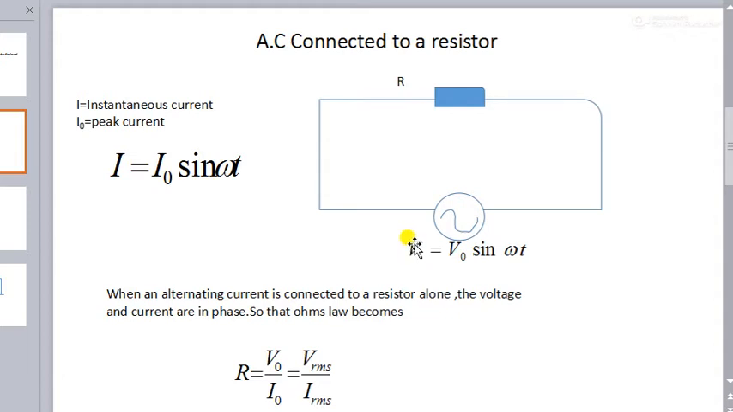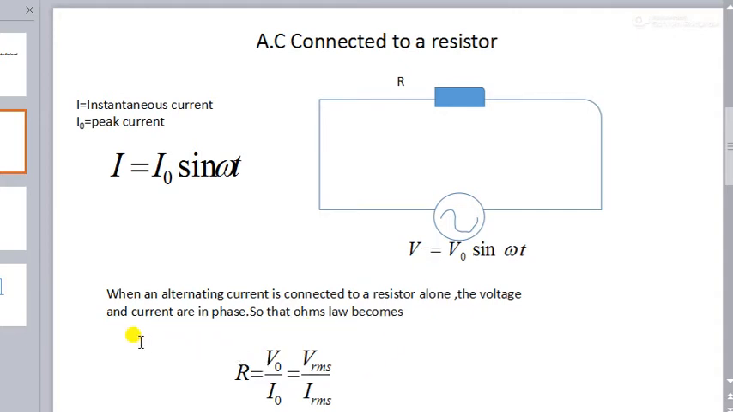In fact, it is the voltage that generates the current, and we can see that since the voltage is sine omega t, the current generated through this resistor, the current I, is sine omega t too. So that means both current I and voltage are in step, or in phase.